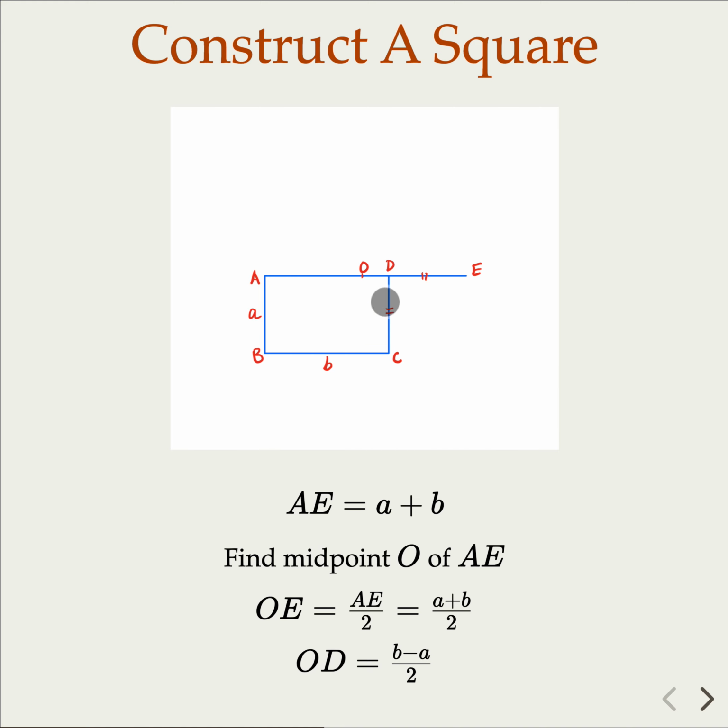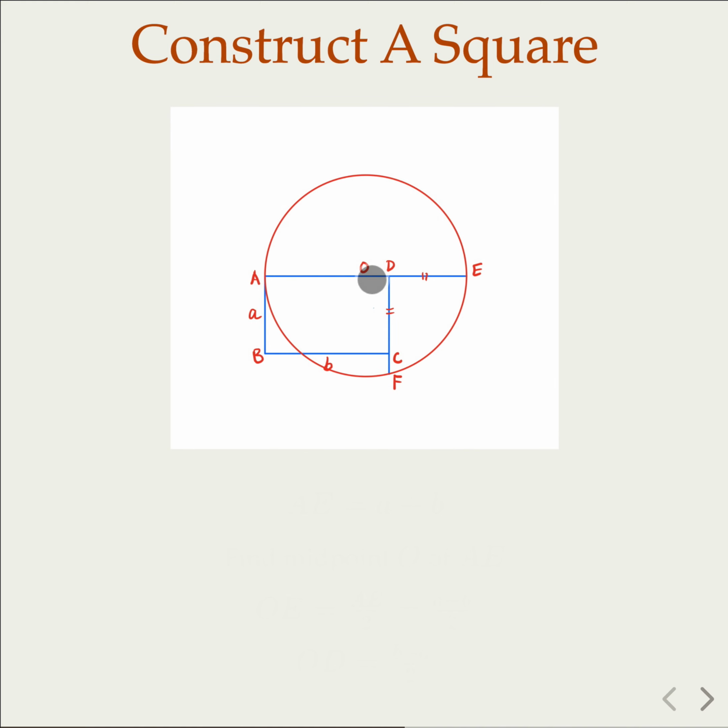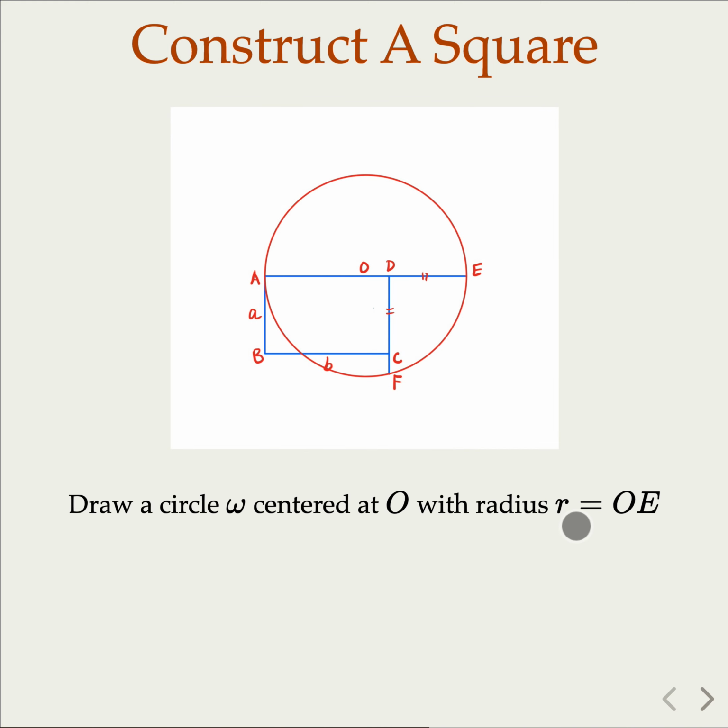Alright, so once we have O, we're going to make a circle. Again, using ruler and compass, we can make a circle here, centered at O, with OE as the radius. Radius is going to be A plus B over 2, right? So let's do that. Let's construct a circle, centered at O, radius R.